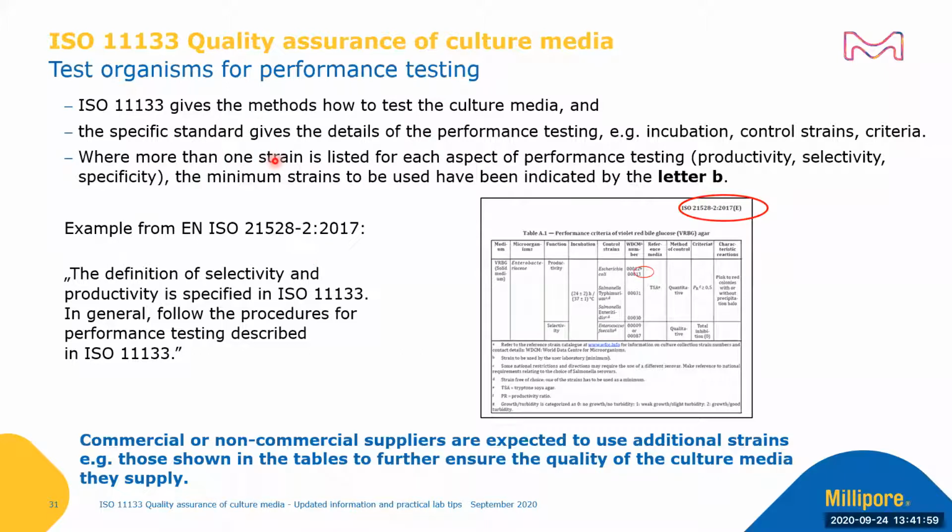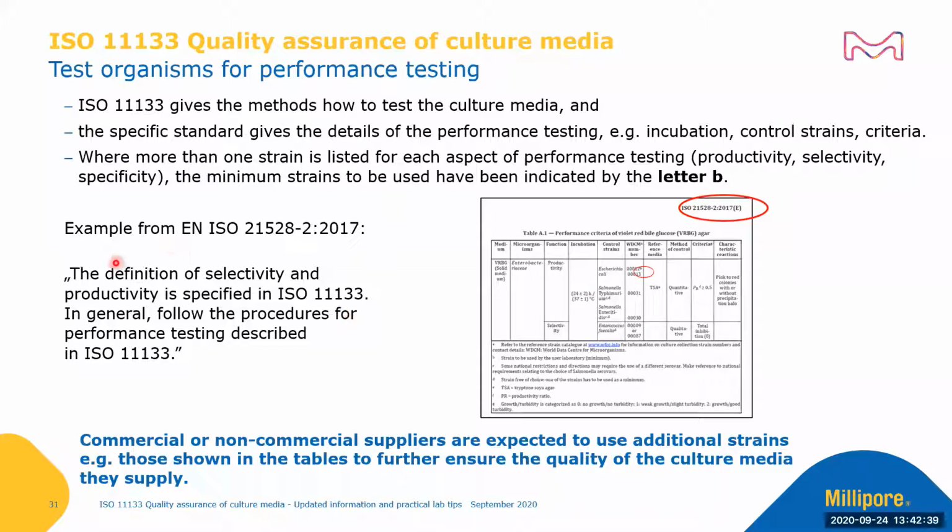ISO 11133 gives the methods how to test the culture media, and the specific standards give the details of the performance testing, like incubation control strains and so on. Where more than one strain is listed for each aspect of the performance testing, productivity, selectivity, specificity, the minimum strains to be used have been indicated by the letter B. This letter B sometimes is very small in the standard, but it is given, and it is very important because these strains are the minimum to be tested.